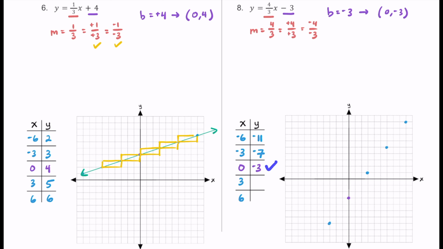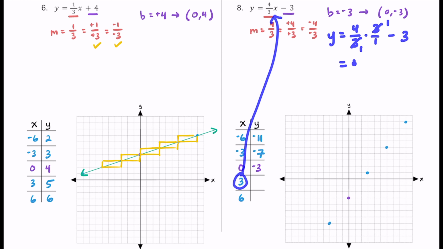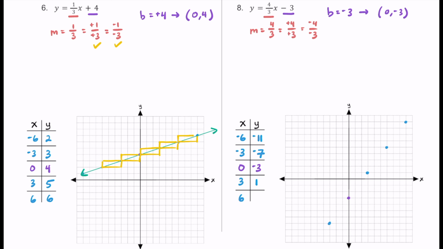We already have 0, -3 that we took care of. That was our freebie. And then what about when x is 3? When x is 3, we can say y is equal to 4 over 3 multiplied by 3 over 1, take away 3. These 3's cross cancel to make 1's. 4 times 1 is 4. 4 take away 3 is equal to 1. So when x is equal to 3, then y is equal to +1, and that's this dot here. And we can put that in our table.